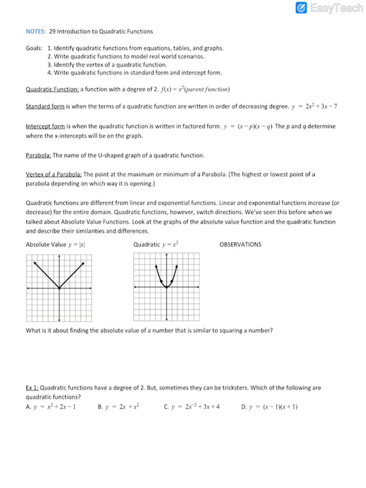So we want to be able to write those equations based off of information we're given. We want to be able to identify the vertex of a quadratic function. So you kind of have an idea what a vertex is, so we'll see what that means for a quadratic function. And then we're going to write the quadratic functions in standard form and intercept form. And those are going to help us when we get to graphing later on.